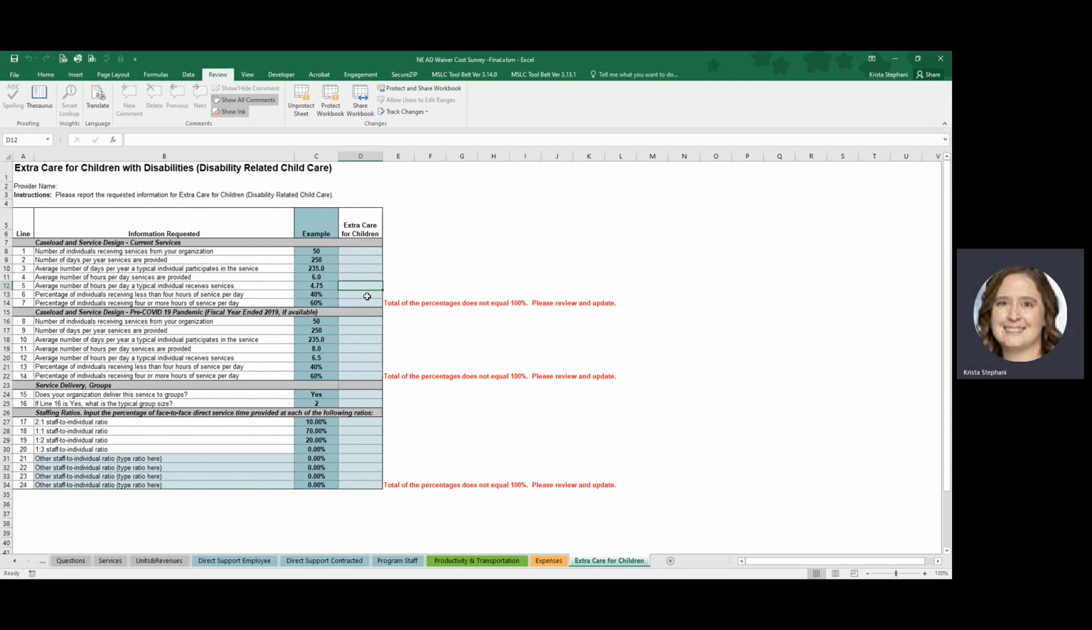To provide us with a little bit more information related to the length of service provided per day, we are asking you to calculate what percent of individuals receive less than 4 hours of service per day and what percent of individuals receive 4 or more hours of service per day. If you populate these fields, as in the example, as 40% and 60%, you'll see that the message that was here disappears. As long as the percentage of these two fields equals 100%, that message will disappear, and that's what we would like to see when you submit your survey.